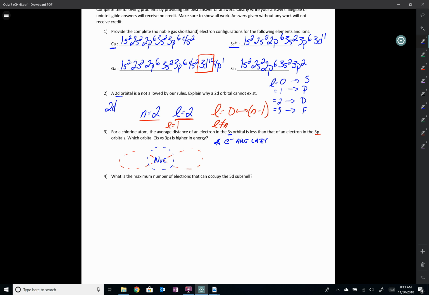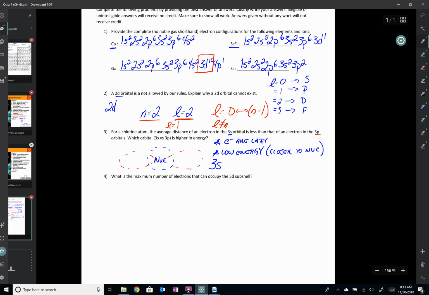What makes a low energy situation for the electrons? Low energy is closer to the nucleus. Remember, electrons have a negative charge. To make them happy and get them to a low energy situation, they want to get close to something positive, so they want to get closer to the nucleus. So low energy, closer to the nucleus. It tells us in this problem that my 3s is closer to my nucleus than my 3p, so that would make it lower in energy. That's one way of approaching this problem.